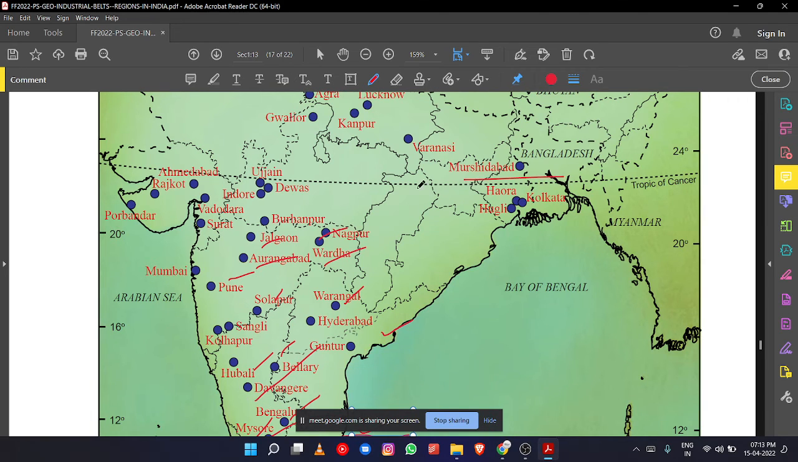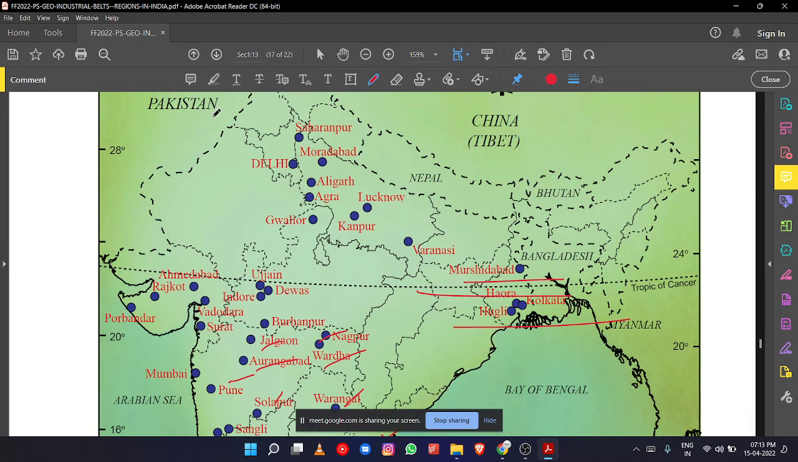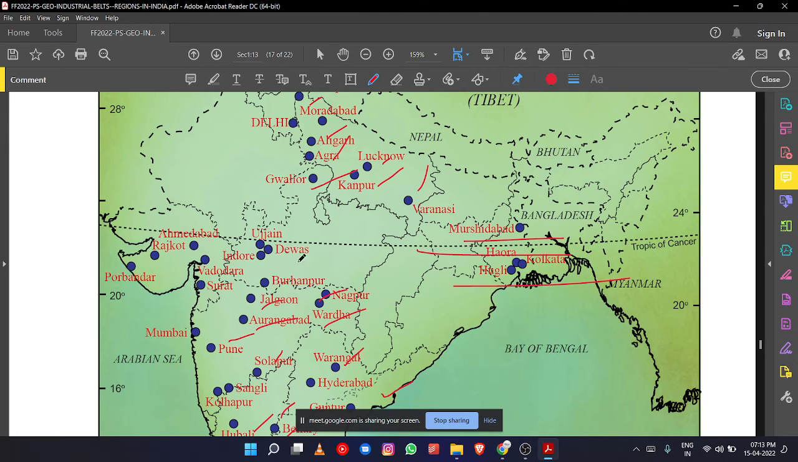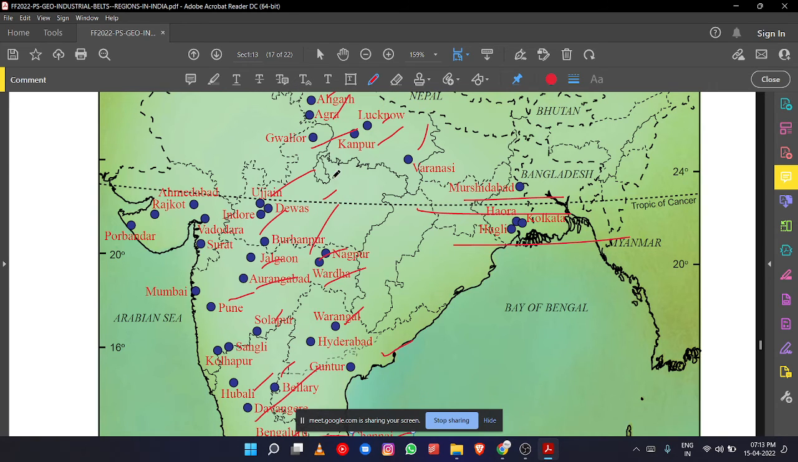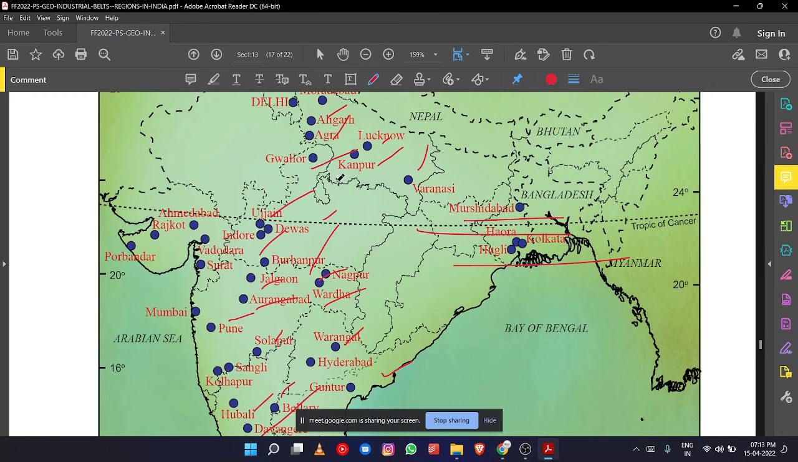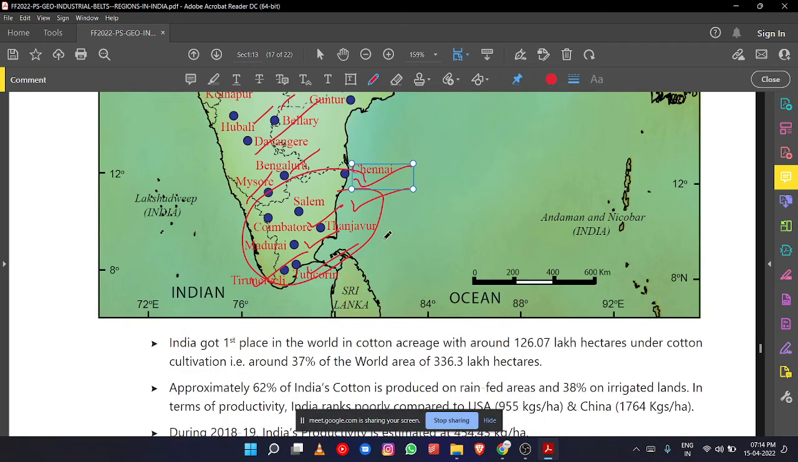Murshidabad, Howrah and Hooghly area in West Bengal. In Uttar Pradesh, Lucknow, Kanpur, Varanasi, Aligarh, Agra, Moradabad and Saharanpur. Gwalior, Ujjain, Dewas, Indore and Burhanpur in Madhya Pradesh. So these are the major cotton and textile located states.